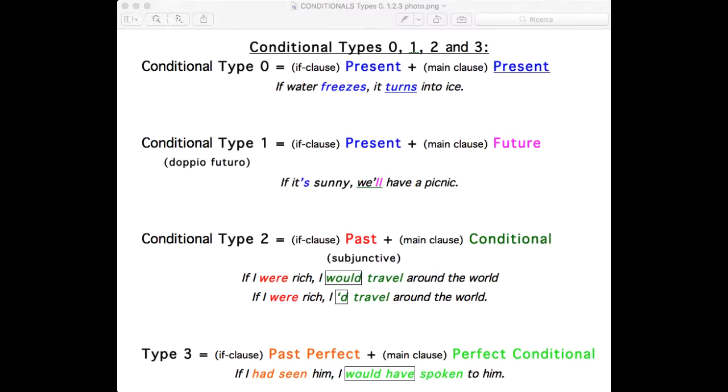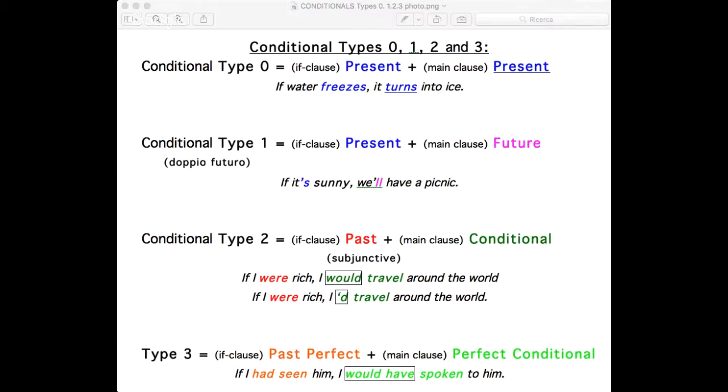Let's give a concrete example. If I were rich, I would travel around the world. Now, if I were is the subjunctive of the verb to be. It would be if I were, if you were, if he were, if she were, if it were, if they were, if we were, if you were.